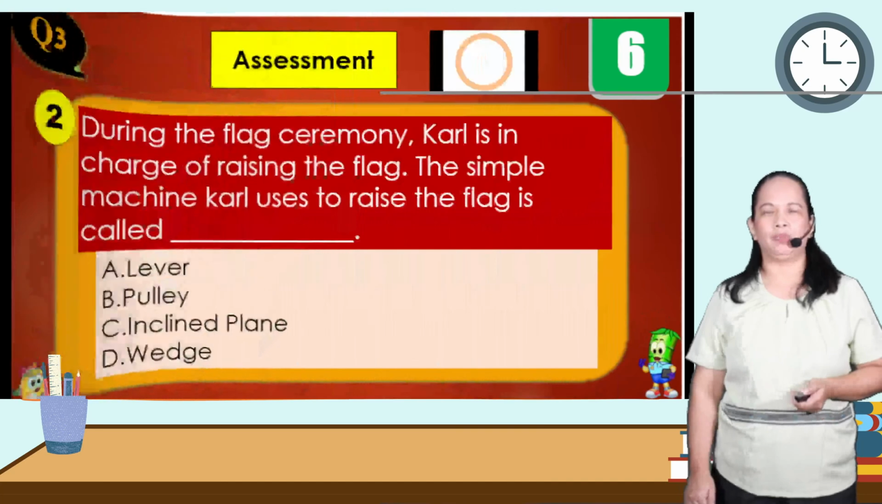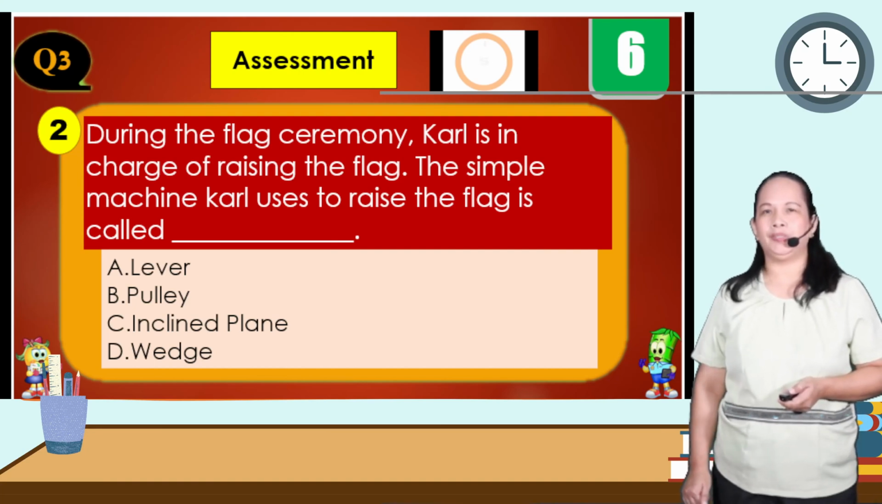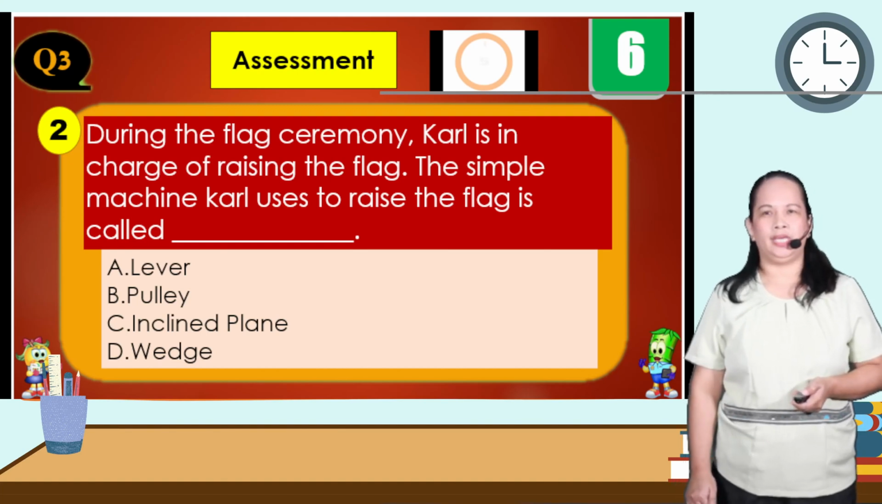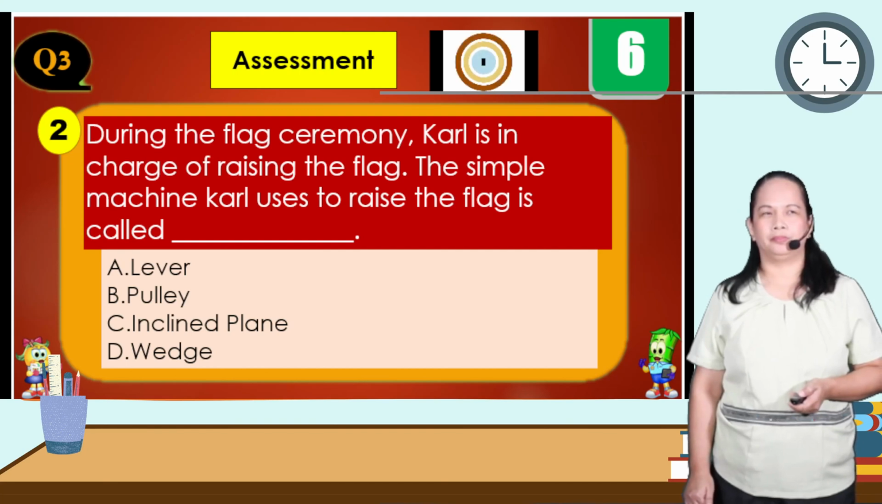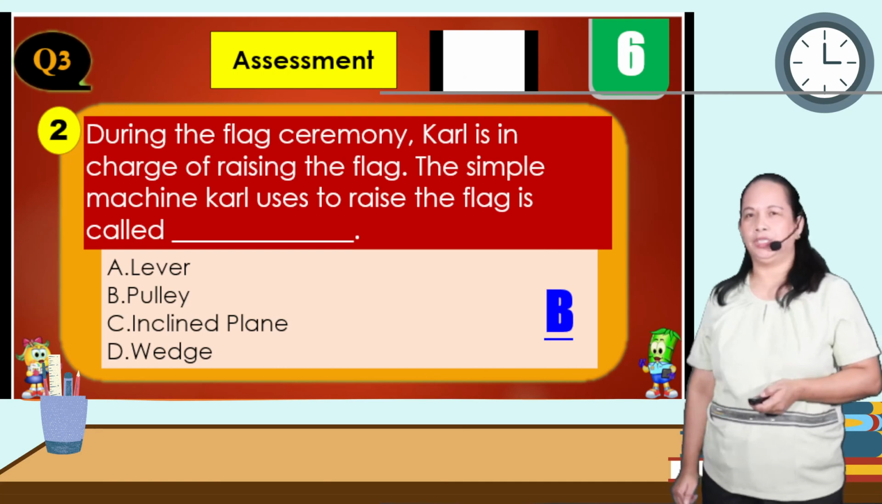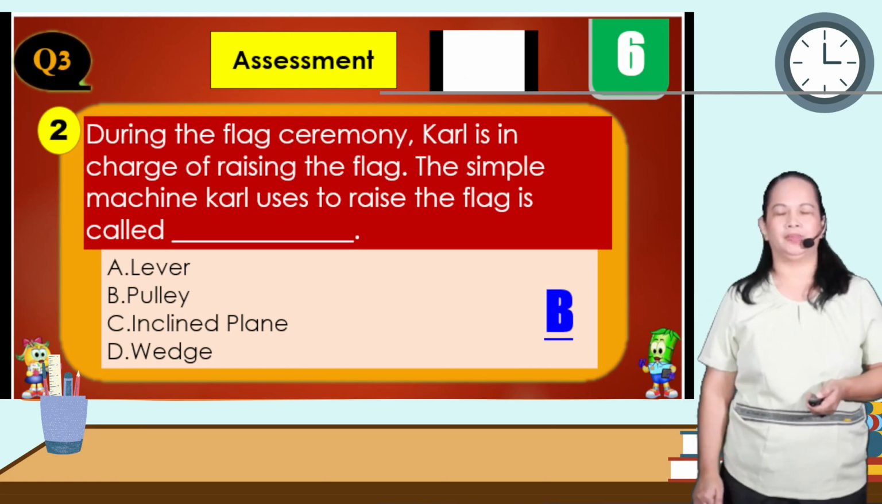Next, question number 2. During the flag ceremony, Karl is in charge of raising the flag. The simple machine Karl uses to raise the flag is called blank. A, lever, B, pulley, C, inclined plane, D, wedge. Timer starts now. Yes. So what is the correct answer, grade 6 learners? Yes, it's letter B, pulley. Very good, grade 6 learners. I know you've got the correct answer.